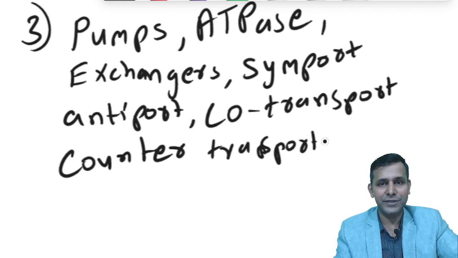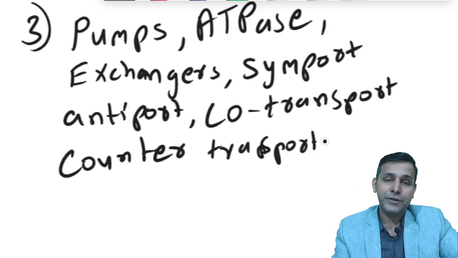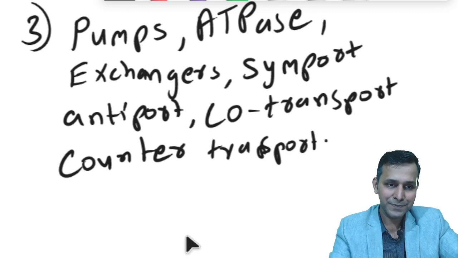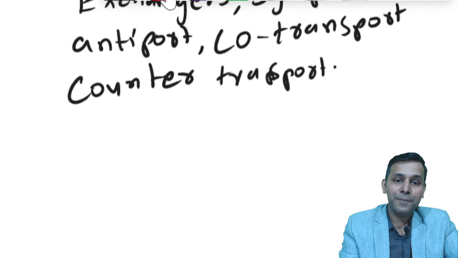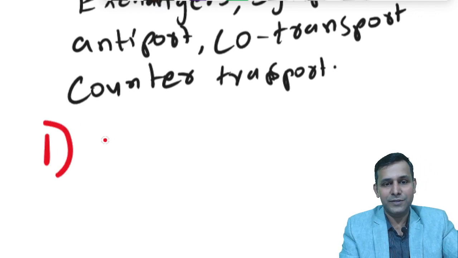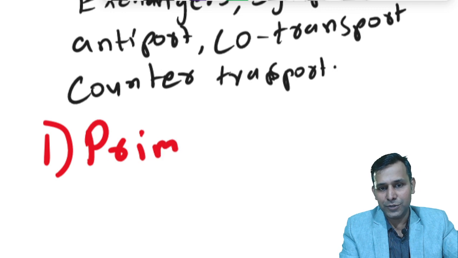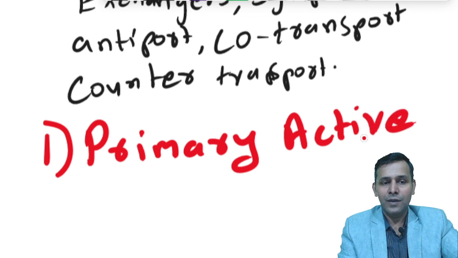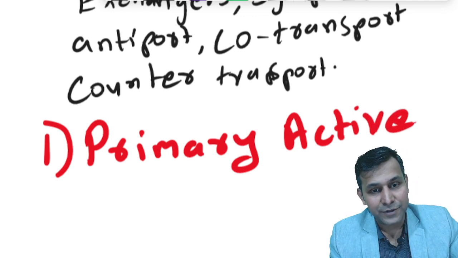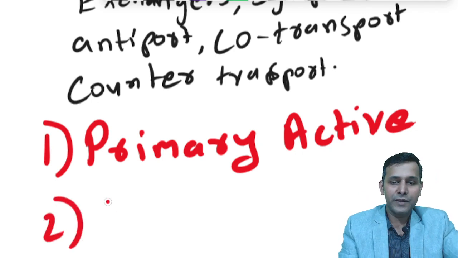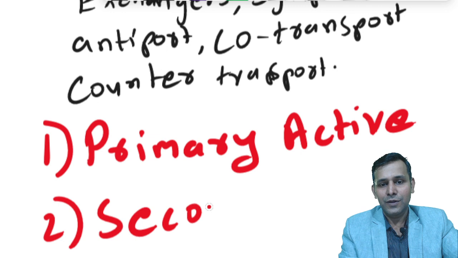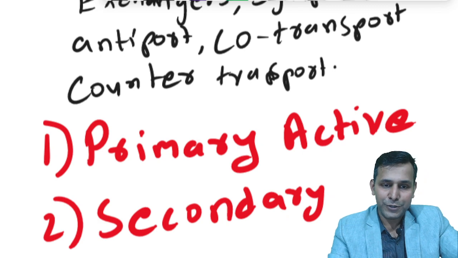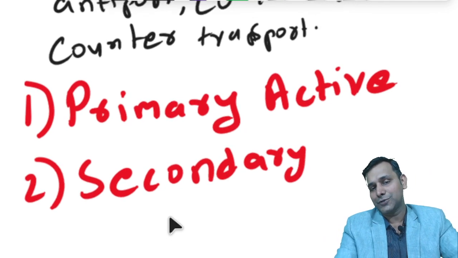Let us study in detail about active transport. Active transport is categorized under two types. Number one is primary active transport, and number two is secondary active transport. Now what is the major difference here? Always remember, primary active transport and secondary active transport.